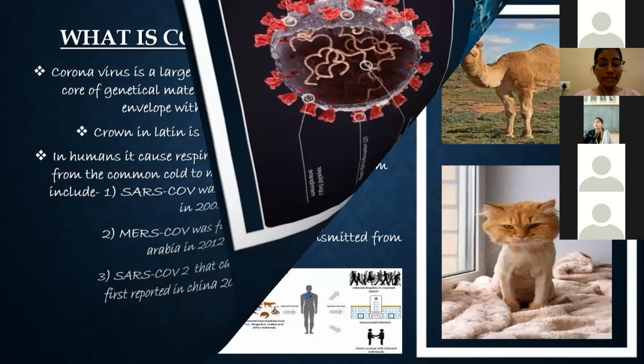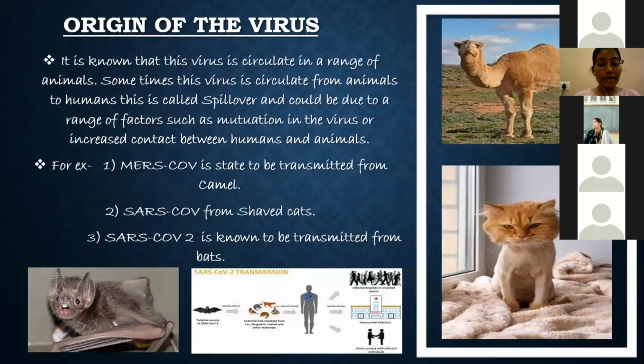Now, where did this virus come from? It is known that viruses circulate in a range of animals. Sometimes they spill over, which could be due to a range of factors such as mutation of the virus or increased contact between humans and animals. For example, MERS-CoV is said to be transmitted from camels, SARS-CoV from civet cats, and SARS-CoV-2 is known to be transmitted from bats.